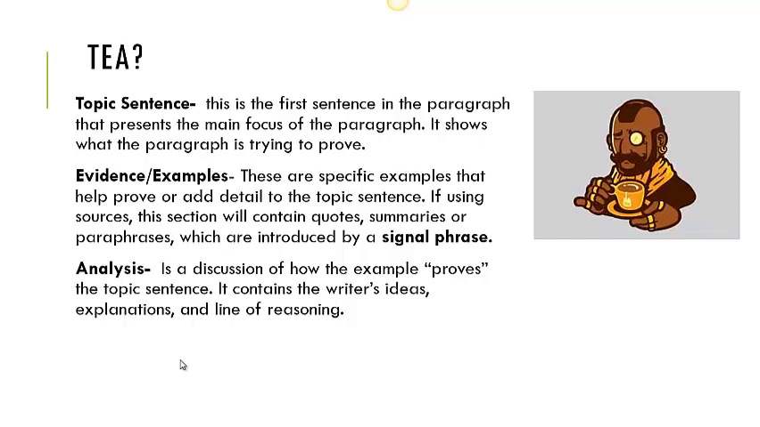That signal phrase, we'll get to those in a bit, is one thing that really helps you present your ideas and create a clear barrier between your ideas and your source's ideas. And then, after you present your examples, you present an analysis and you describe how the evidence or the examples prove the topic sentence. You present your line of reasoning.